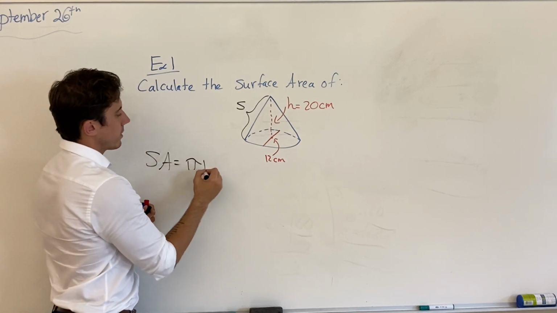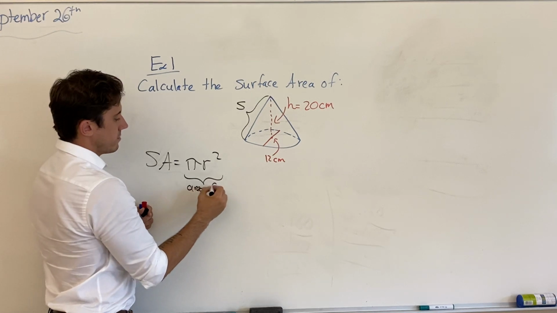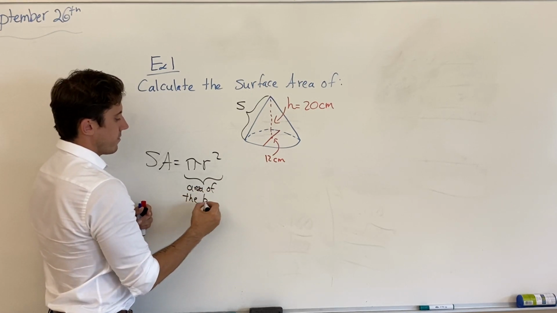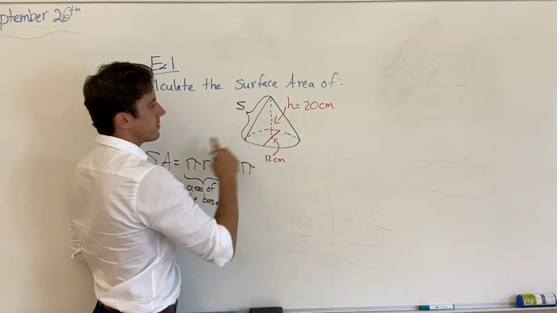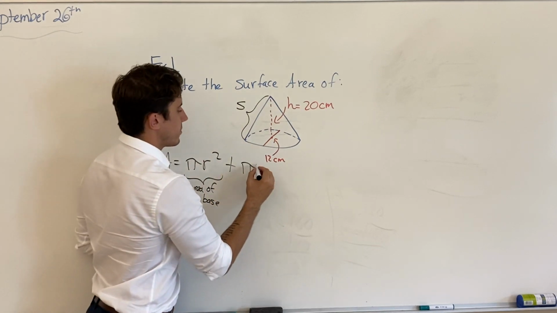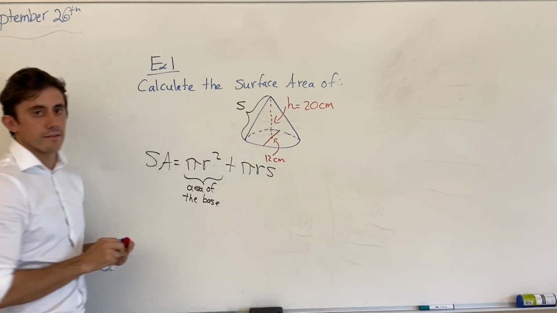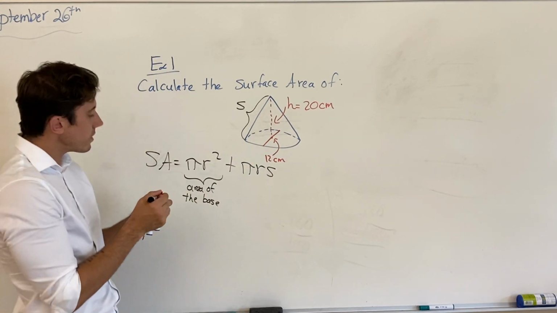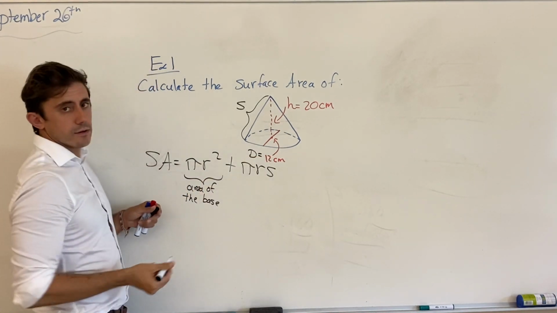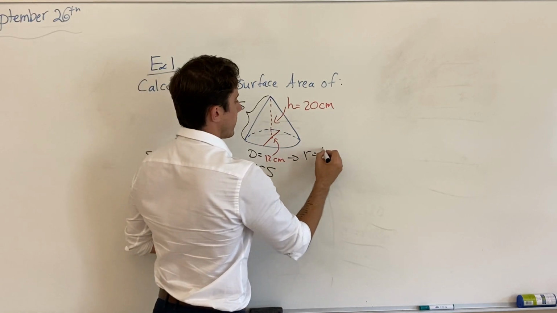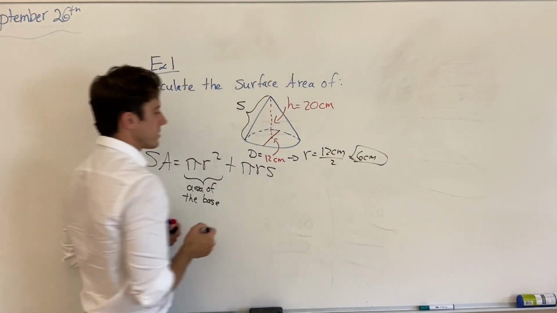We have pi r squared. That comes from the area of the circle, so the area of the base, which is a circle, right, pi r squared, plus the lateral area, that is the area around the cone, is pi r s, s being the slant height, and r being the radius of the circular base. So we have r, because knowing that the diameter measures 12 centimeters, we can quickly get our radius by dividing that by 2. And so we know that our radius measures 6 centimeters.